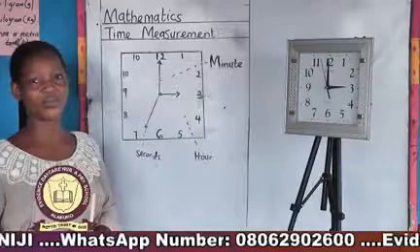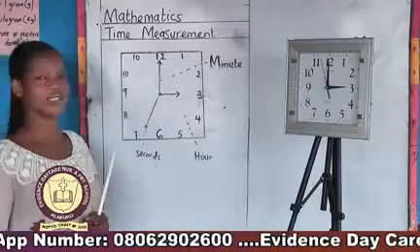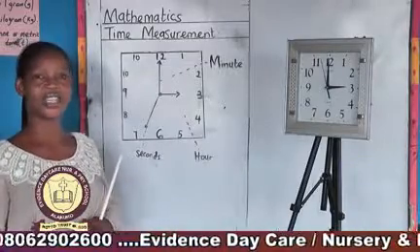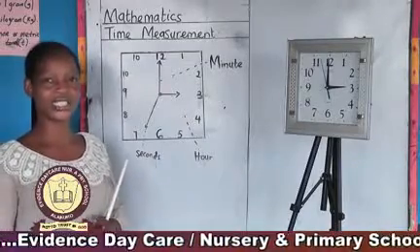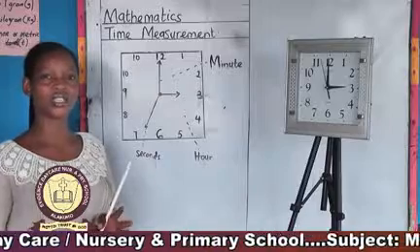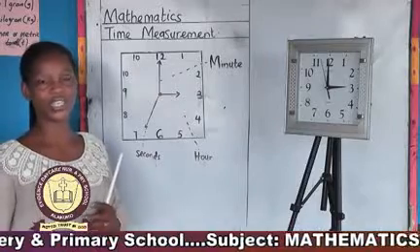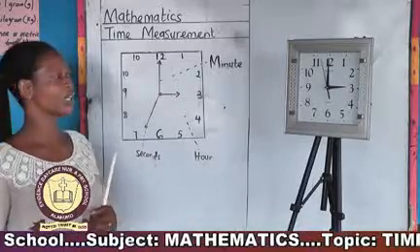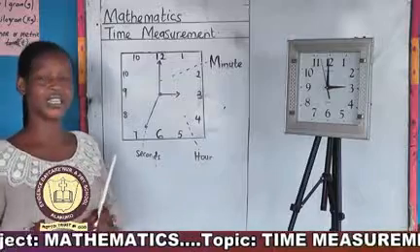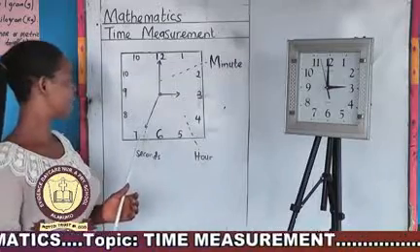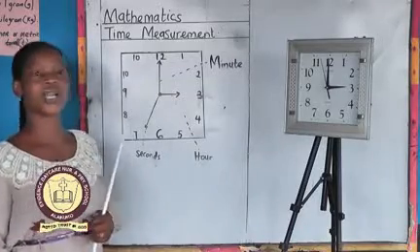And in our topic today, we have time measurements. Now, before we say the time, we must know some things. What are the things that we must know? The minute hand, the seconds, and the hour.